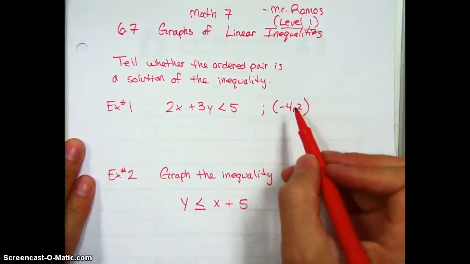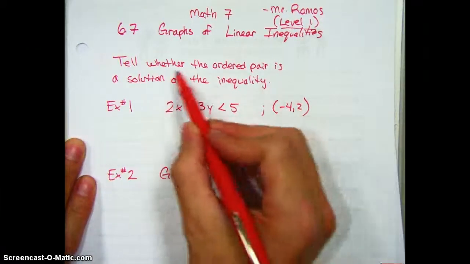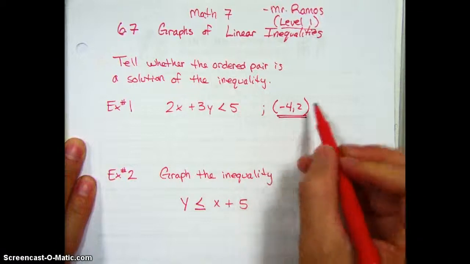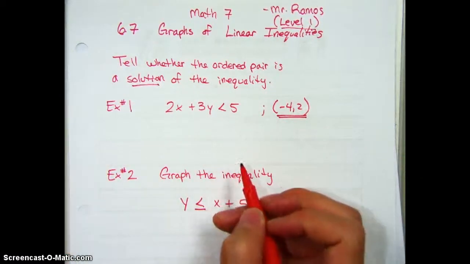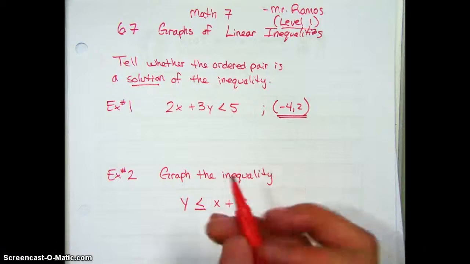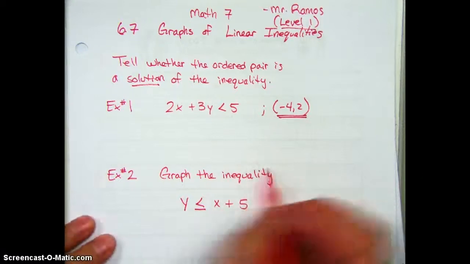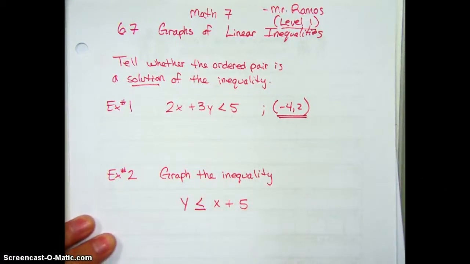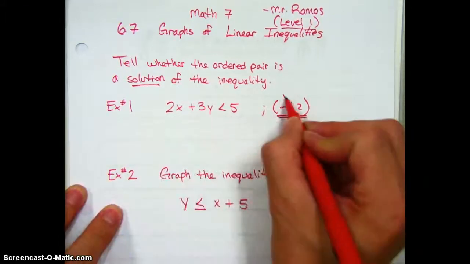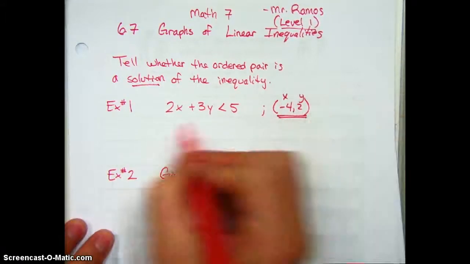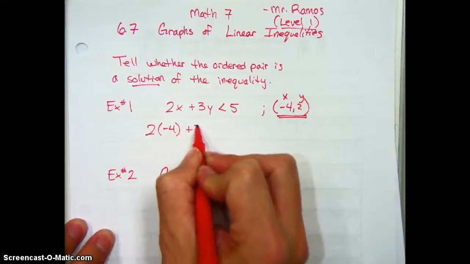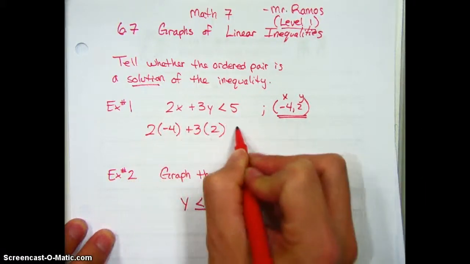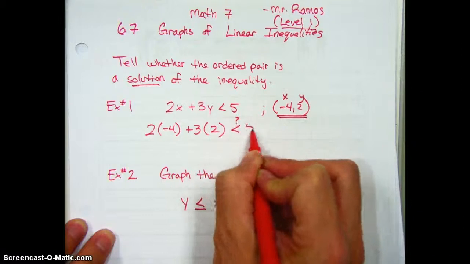This level 1 question says, tell whether the ordered pair is a solution to the inequality. So how do we check this information? Well, I'm going to do some substitution. You have to remember, this is my x and this is my y. So I'm going to say 2 times my x value plus 3 times my y value. Is that less than 5?